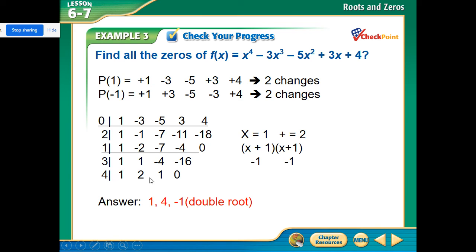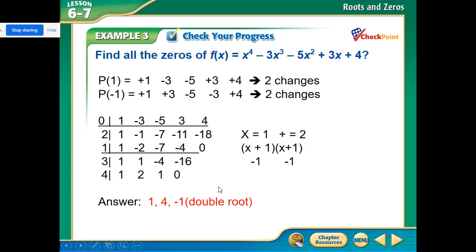And I'm left with 1, 2, and 1. Now this one does factor. 2 numbers that multiply to 1 that add up to be 2. Well, that's 1 and 1. So those answers are -1 and -1. That's what's called a double root. It is possible. There are technically 2 answers. So it's 1, 4, -1, and -1. You can write it this way with the double root.